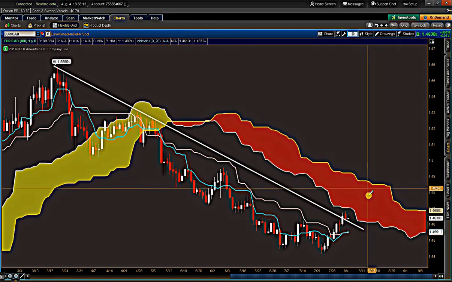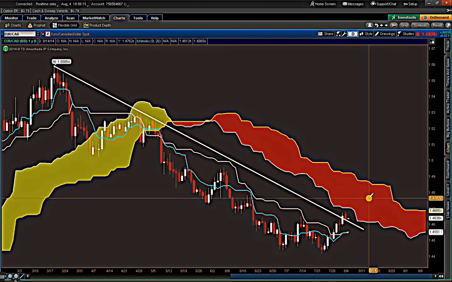If price breaks above it, then I may look for a retracement to get long. But as of now, until price breaks above the cloud, I'm going to stay out of it. Alright. If you take away the cloud, then you'll look to get long.